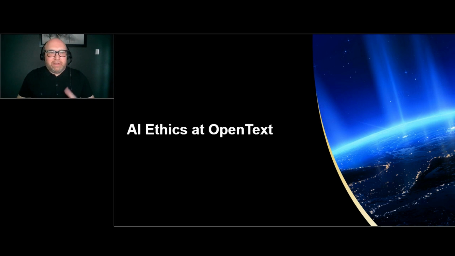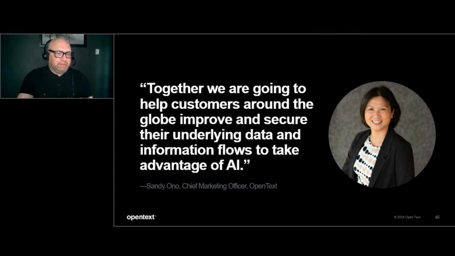So with that, let's talk about the AI ethics at OpenText. This is a point that seems to come up a lot. OpenText is ultimately committed to giving organizations the ability to harness the power of AI without losing control of their sensitive or proprietary data. From the mouth of our own CMO, Sandy Ono: Together, we are going to help customers around the globe improve and secure the underlying data and information flows to take advantage of AI.